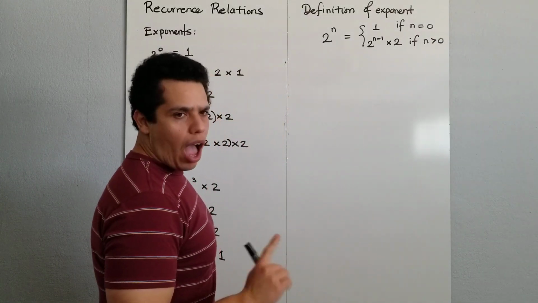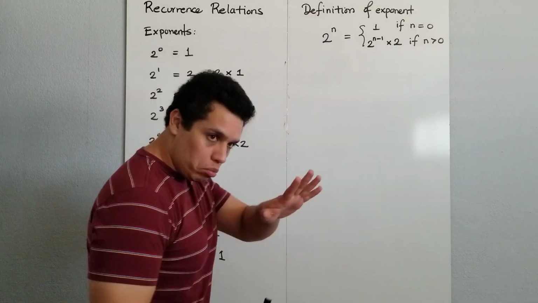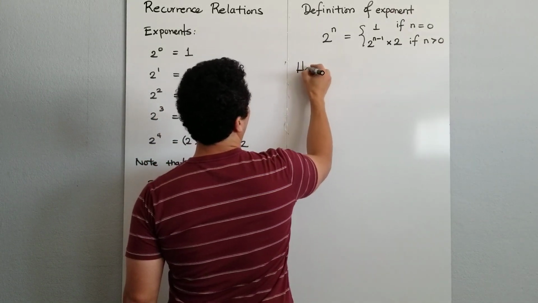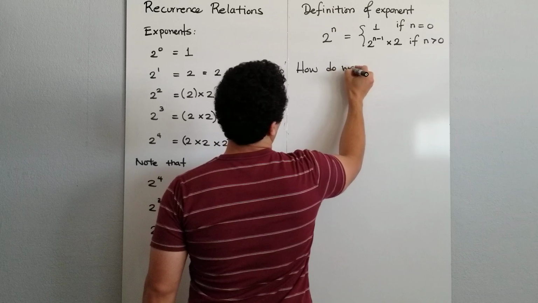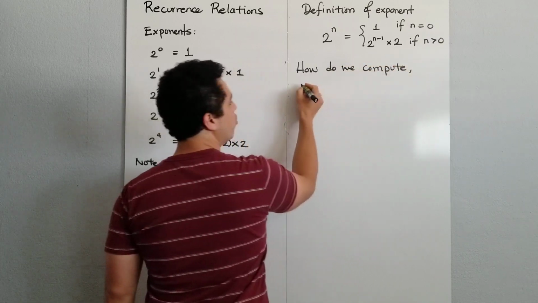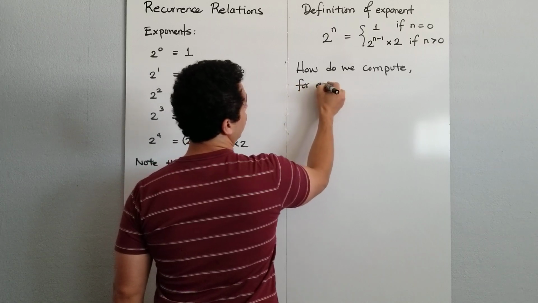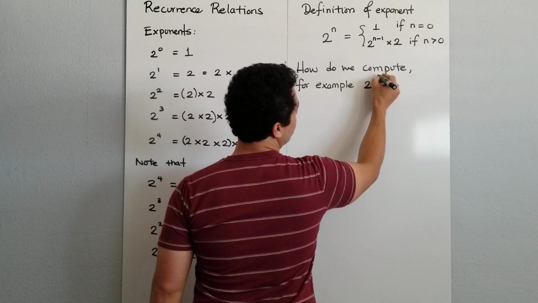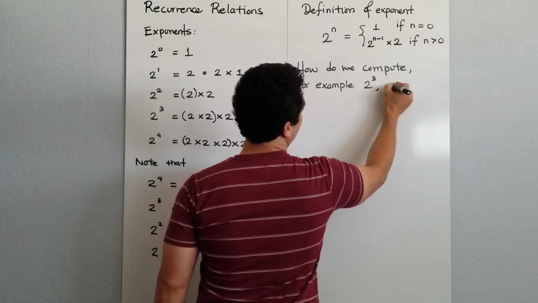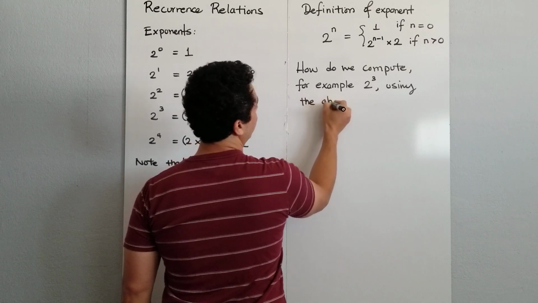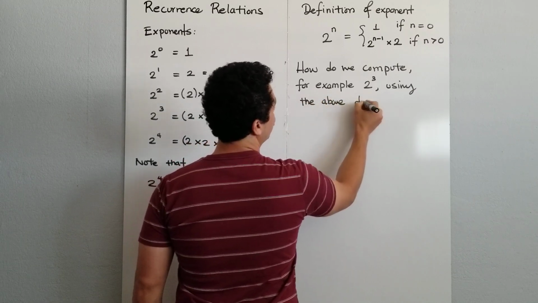So, how do we calculate? Well, let's do the following. How do we compute, for example, 2 to the power of 3 using the above definition?